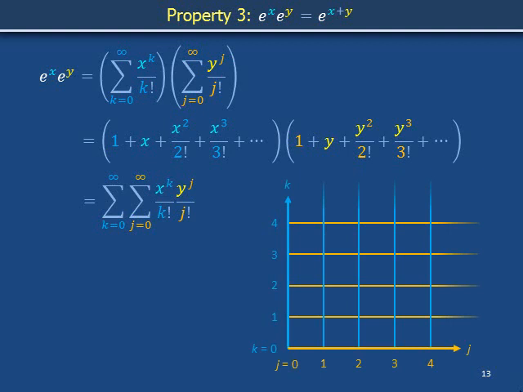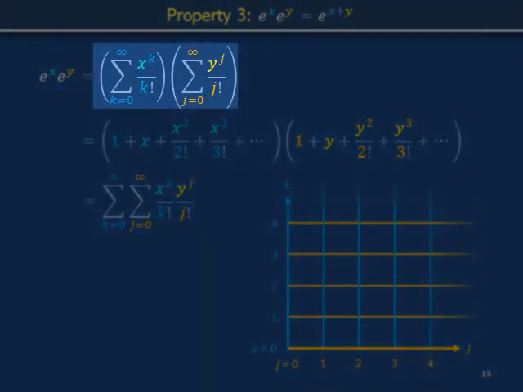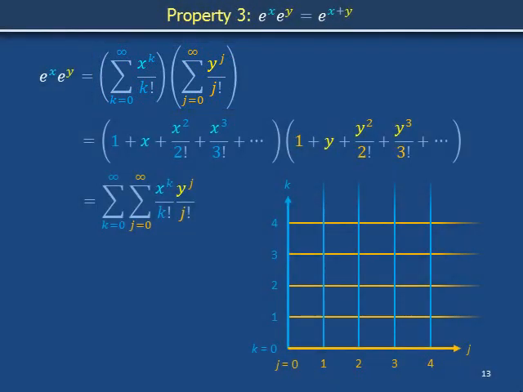I'm going to walk quickly through a few terms to argue that the double sum is the product of the series expansions for e to the x and e to the y. But if you have never seen this before, you will probably need to pause and review this part of the video very slowly a few times.